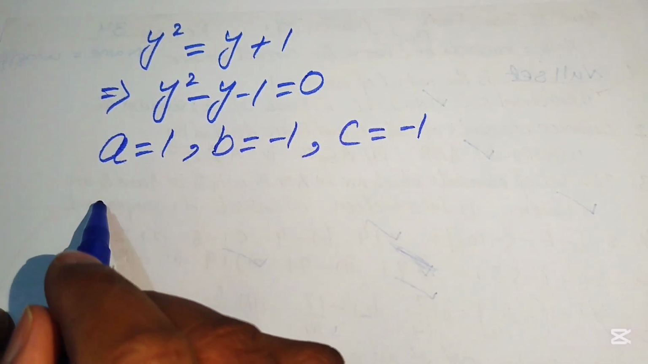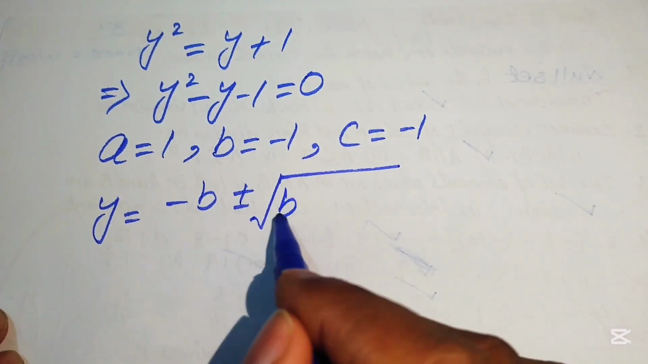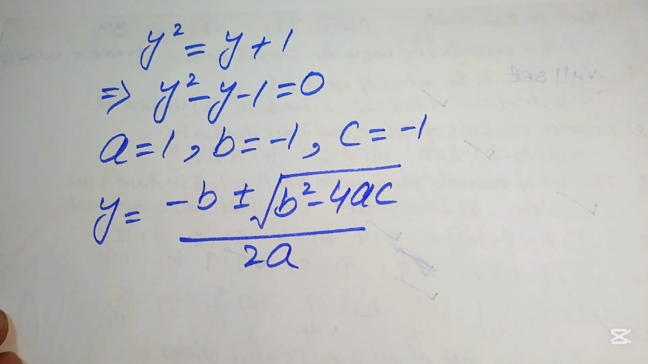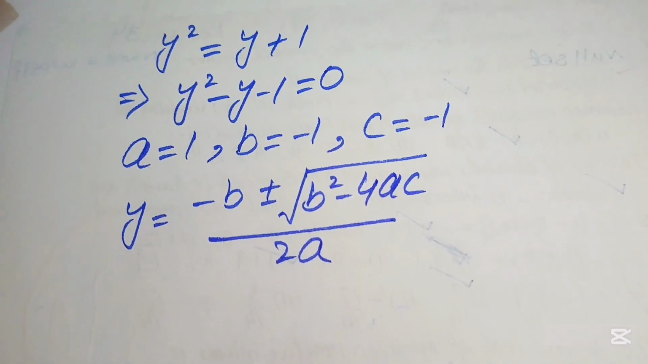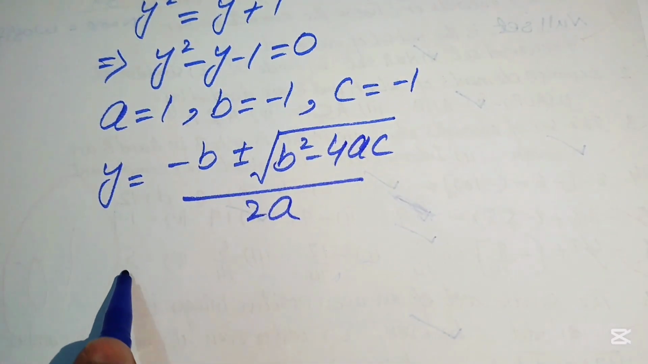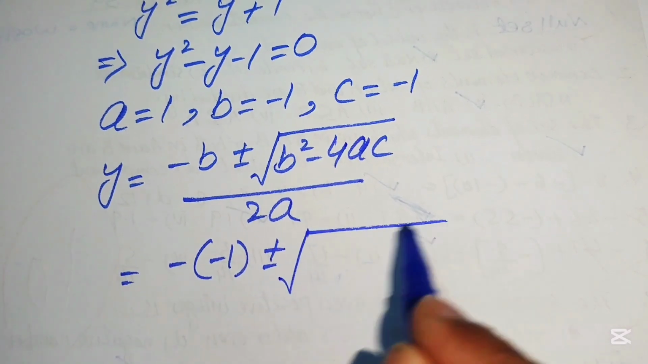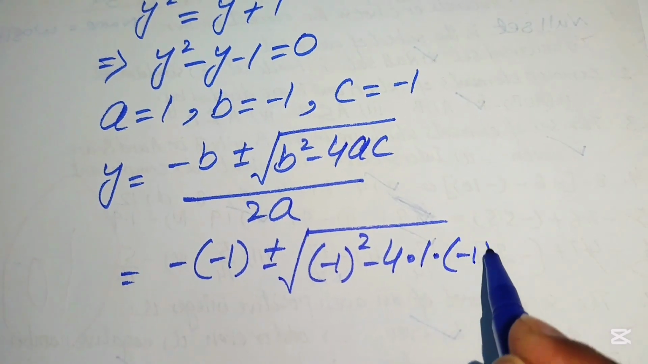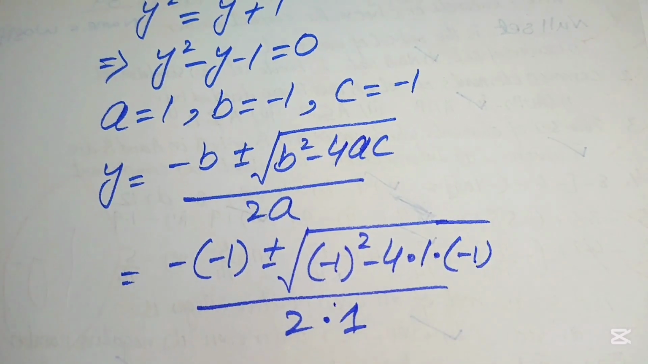And we know about the quadratic formula. It is stated as y equals to minus b plus minus square root of b square minus 4ac divided by 2a. This is our quadratic formula. And now here we need to substitute the values of a, b and c in this formula. Okay, so we write it as the value of b is minus 1 plus minus square root of b square, b is minus 1 square minus 4 times a is 1 and c is minus 1, and it is divided by 2 times a. So here our a is also 1.